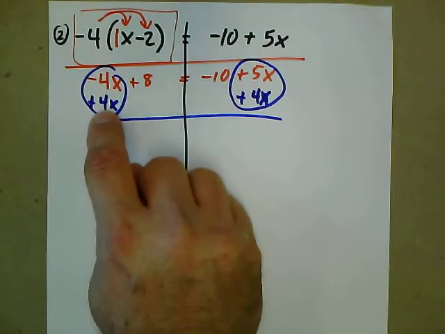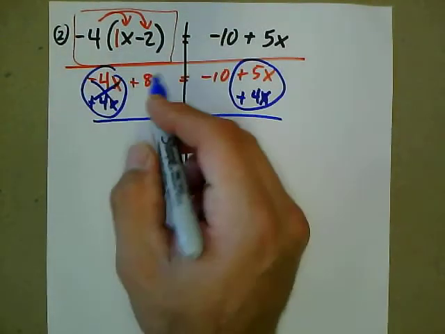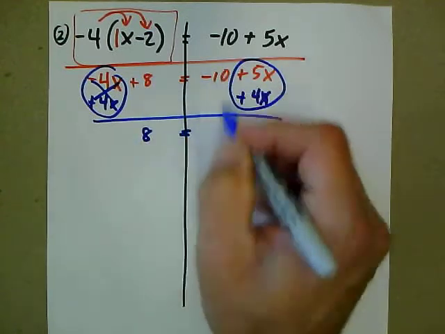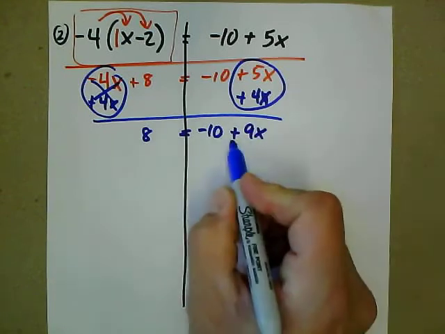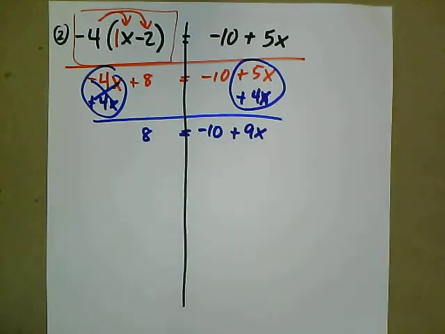Our opposite operations, minus 4 plus 4, are gone. We remain with the 8. We also bring down that negative 10, and then 5 plus 4 is 9x. And note, I put a plus in there because 9 was positive.